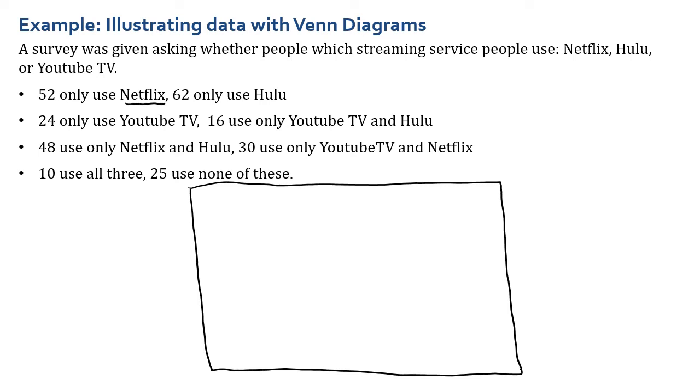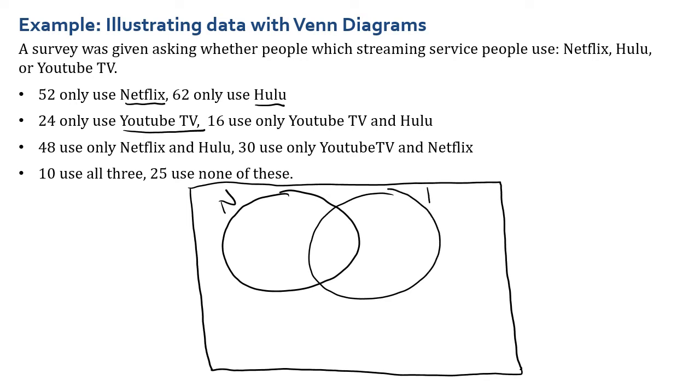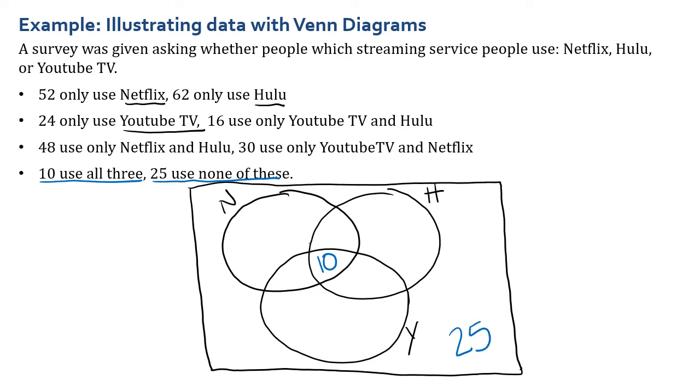So it looks like we have 3 sets, Netflix, Hulu, and YouTube TV. So we're going to draw 3 overlapping circles. We'll call that one N for Netflix, H for Hulu, and Y for YouTube TV. Again, we start in the middle. We know that 10 people used all 3. So that overlapping part where all 3 circles overlap is 10. They also told us that 25 use none of these, so that means there's 25 that are not in any circle.